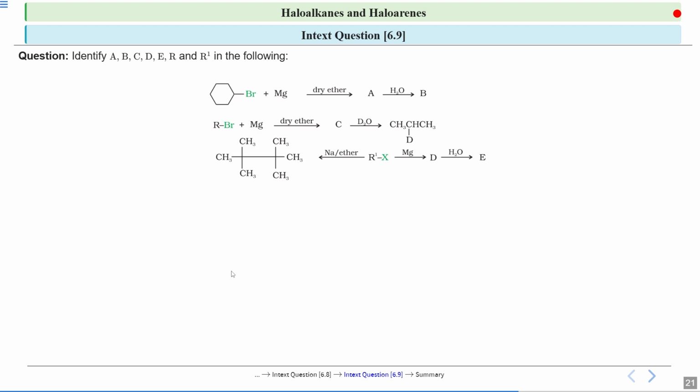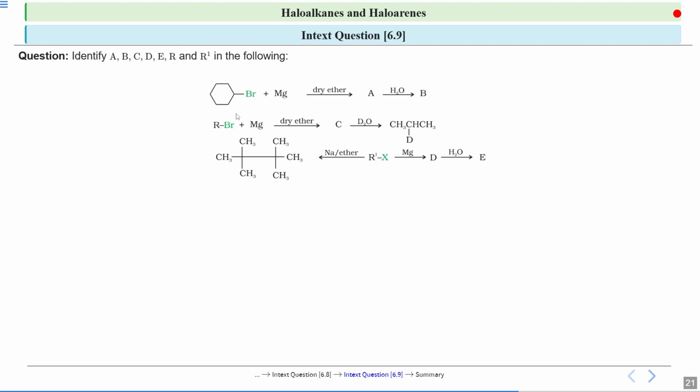Okay, let's solve another in-text question, which says: identify A, B, C, D, E, R and R1 in the following. So we have been given these reactions, where bromocyclohexane reacts with magnesium in the presence of dry ether, giving you product A. You have to identify what A is. Then when A reacts with water, you get product B. You also have to identify what B is.